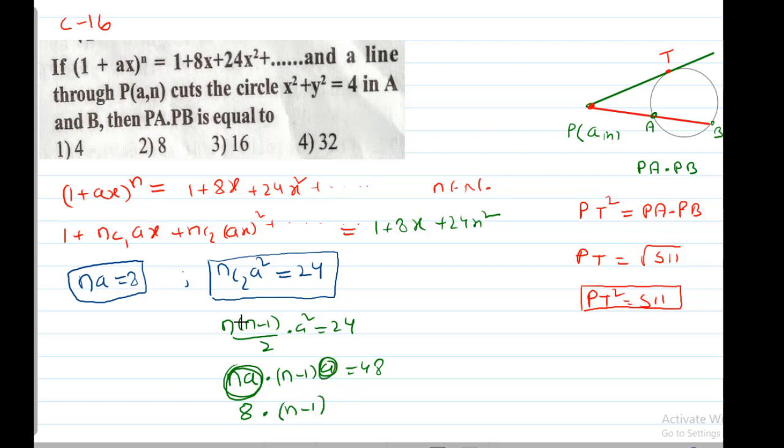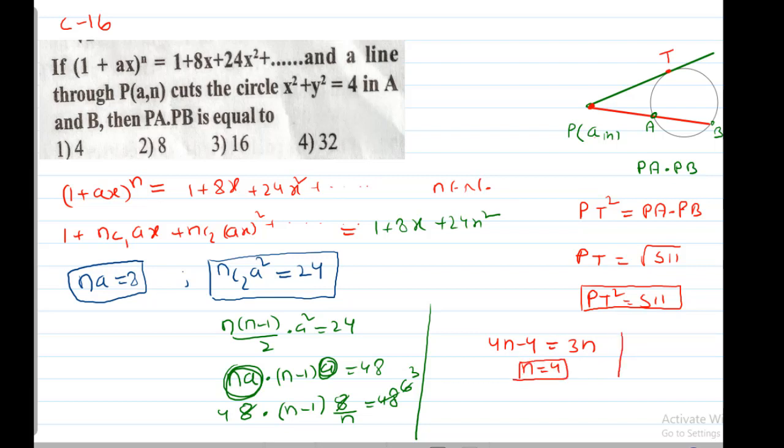Instead of this a, I can write 8 by n equal to 48. Okay students, so what happened? 4 6s are 48, 2 4s are 8, 2 3s are 6. So what is this? 4n minus 4 equal to 3n, or n equal to 4. We got the n value as 4.